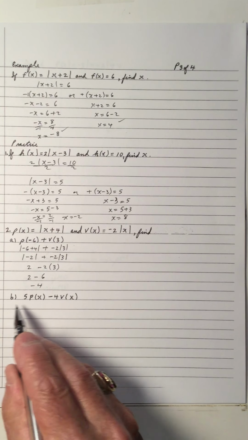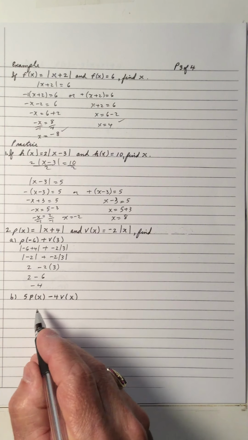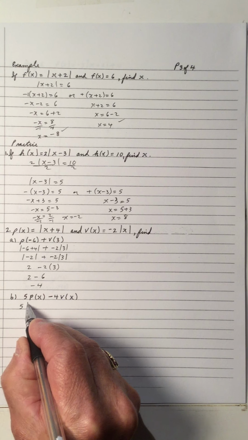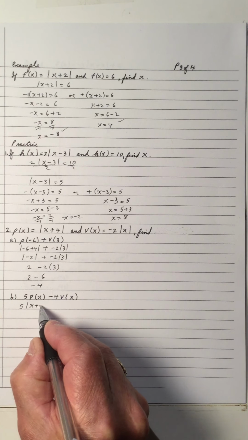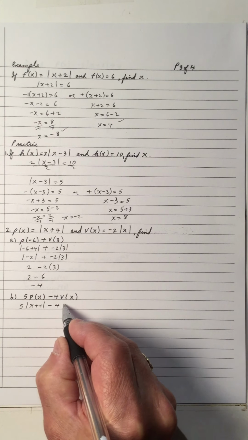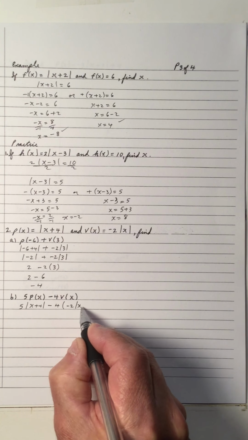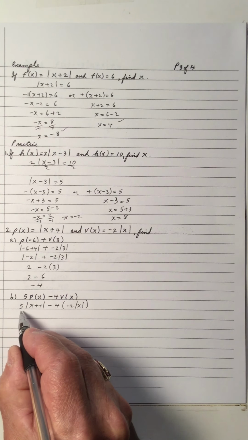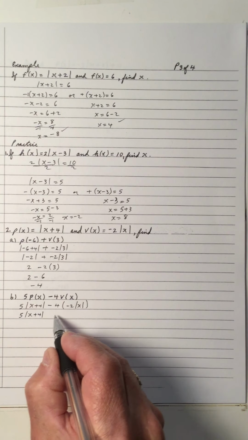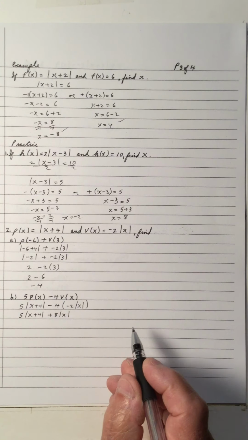And b, again, hopefully you pause your video and everything's working out okay. That's 5 p of x, so that's 5 times the absolute value of x plus 4, and minus 4 times negative 2 absolute value of x. So 5 times that, we can't change anything, and that's 8 absolute value of x. That's all we can do.